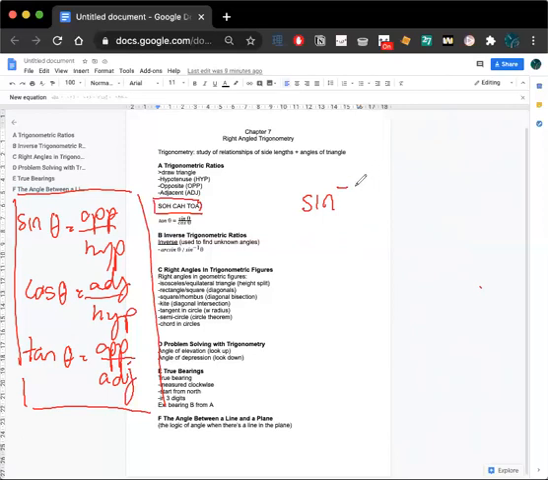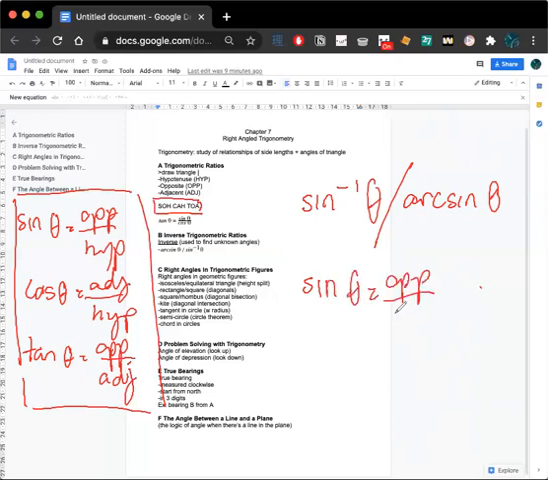So for example, we have this. What's going on with this is essentially just what happens when you're trying to look for the value of theta. So for example, since you have sine theta as opposite over hypotenuse, if you want to look for the theta itself, you move the sine to the other side. And so you turn it into the inverse version of the sine, which is sine -1, or arcsine, of opposite over hypotenuse.